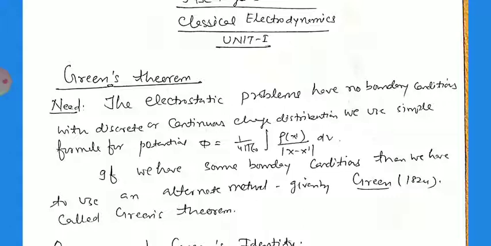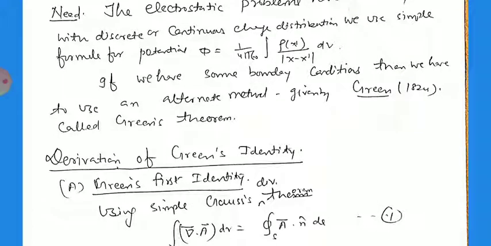So, if we have some boundary condition, then this formula cannot be used directly. So, we have to use an alternate method and that is given by the Green and called Green's theorem. Now, the Green have given the many identities. Out of these, the two important identities, that are also known as the theorems of the Green or the derivations of the Green identity. Green's first identity.